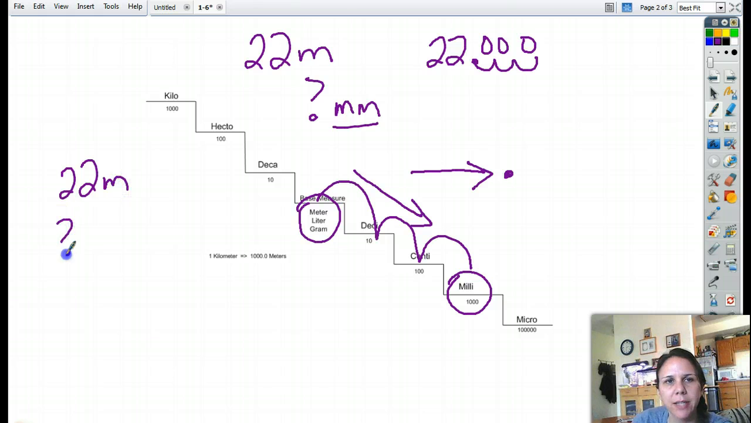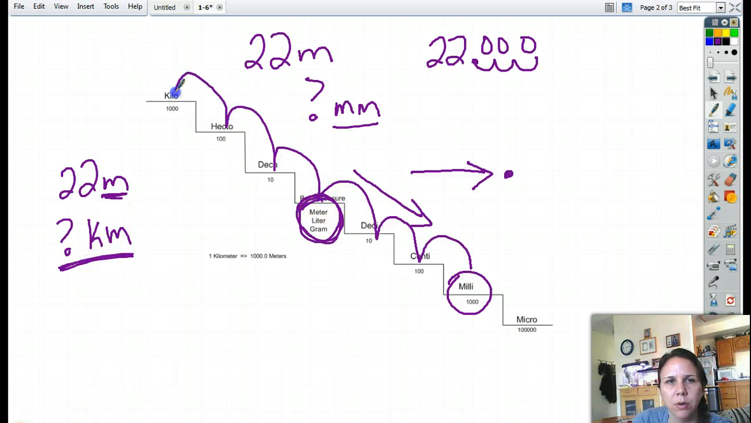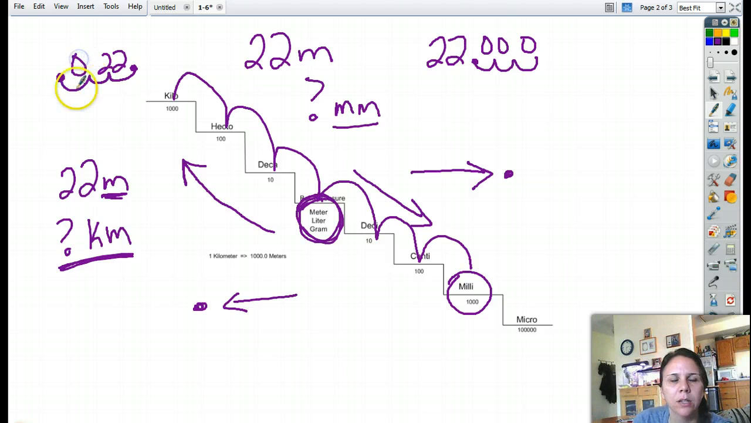22 meters is how many kilometers? So you always look at where am I starting. I'm starting with meters, so I'm starting here. Where am I going? Up to kilometers. 1, 2, 3. So now this time I'm going up the stairs. So what do you think I do with my decimal? I move it that many spots to the left. So 22, the decimal's here, so 1, 2, 3. So that becomes 0.022 kilometers. So 22 meters is equal to 0.022 kilometers.